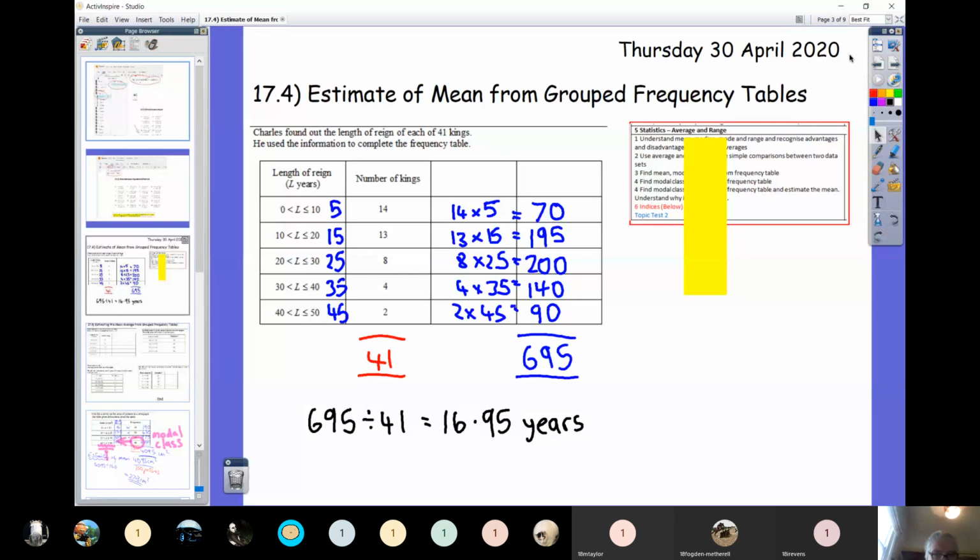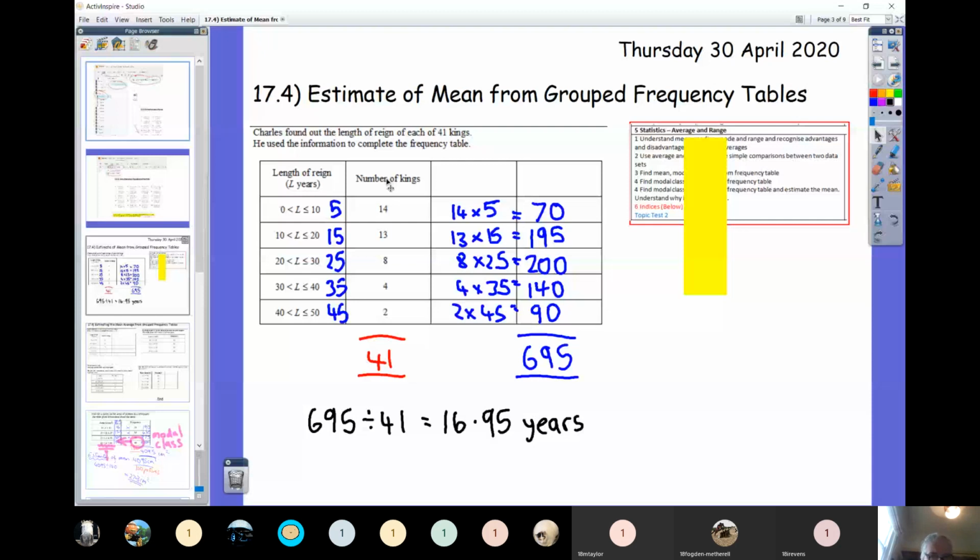So this frequency table, part of it is similar to what we've seen before. This number of kings column is just like the number of goals being scored. So 14 kings, that could be 14 goals, 13 kings and so on. So the total number of kings, that is still the frequency column. You would still add up to get the total number of kings.